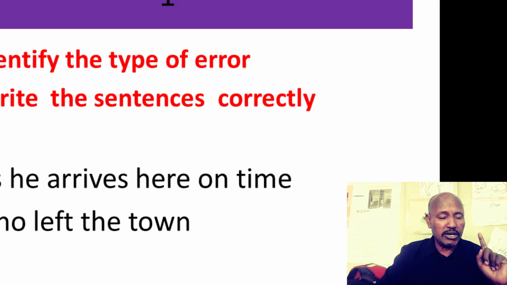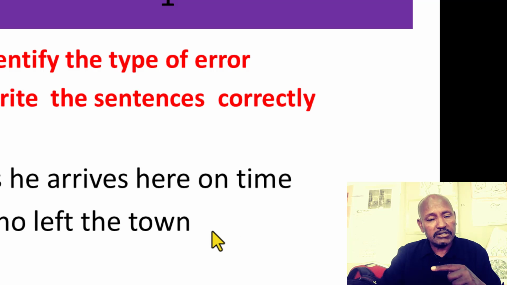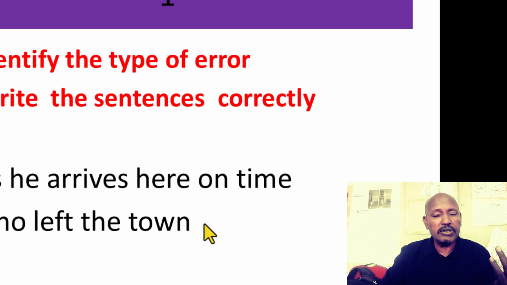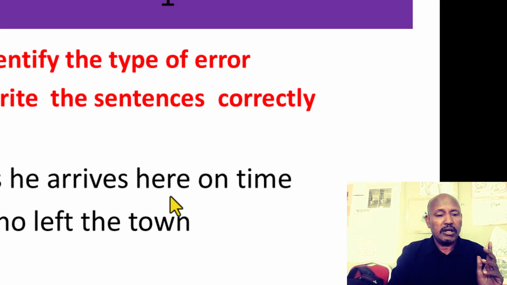The man who left the town. Who left the town is a relative clause; it modifies the noun phrase, the man. Relative clauses are adjective clauses. The man who lives in the town is my neighbor, or the girl who lives in the town is my sister, or the boy who lives in the town is my friend. Yeah, the students or the boys who live in the town are brothers. We have different ways of making this fragment into a complete sentence. This is question number 3.